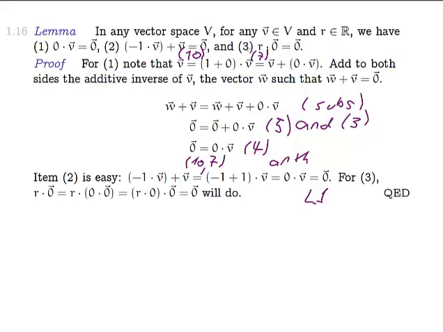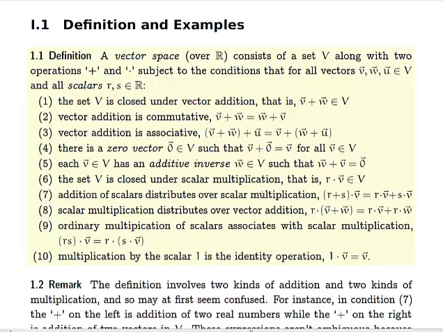How about for part 3? R times 0 equals 0. Well, let's do some similar type of trick. R times 0 is equal to R times 0 times 0. So let's see how he got this one. Let's see what property enables us to do that. Okay, well actually it's not a property here.